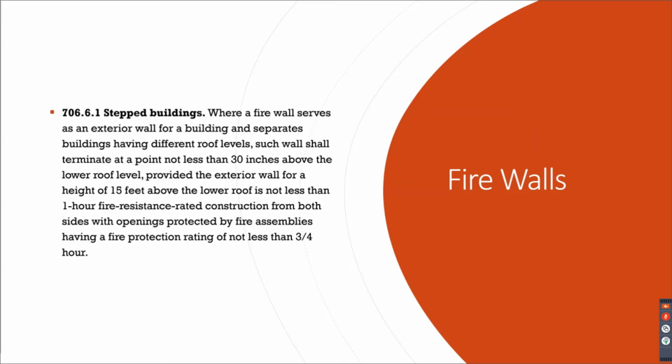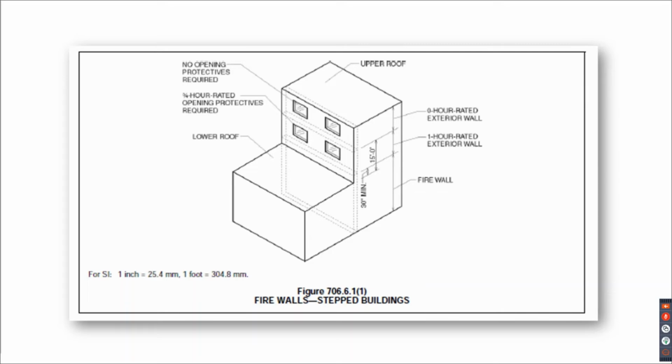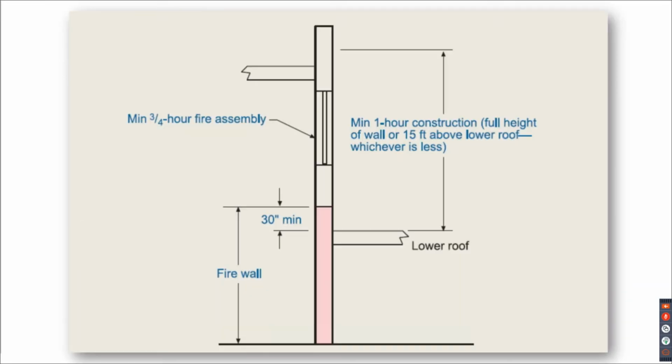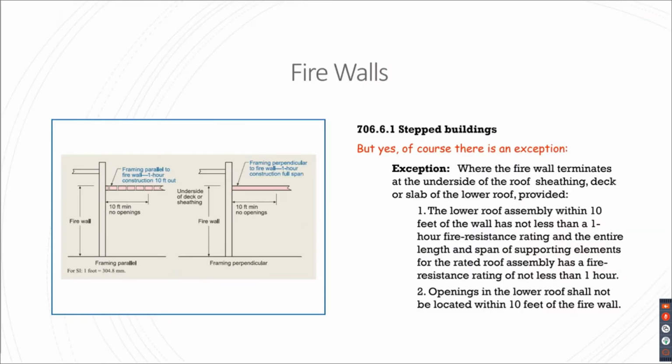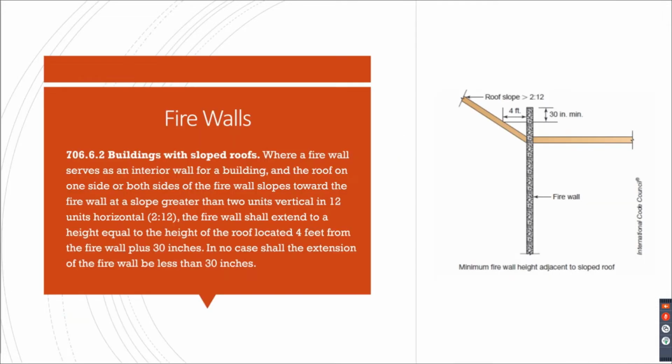Again, if you have a stepped roof and you have a firewall between these two buildings with roofs of different heights, go to this section to determine how to terminate that firewall. Just a visual of what that looks like with the stepped roofs, and some of the visuals that go with the language. And there are exceptions to that condition as well, and requirements for how those walls terminate. So make sure to read those exceptions, see if they apply to your condition.